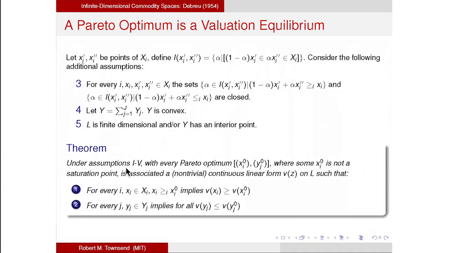And the theorem is, assuming 3, 4, and 5, every Pareto optimal allocation, which is not a satiation point, is associated with a non-trivial continuous linear function where we have a condition for households and a condition for firms. So here, the condition for households is that if we have the Pareto optimal allocation Xi naught, and we have an allocation Xi that is weakly preferred to Xi naught and is in the consumption set, then this implies the valuation of that other allocation Xi is not less than the valuation of Xi naught.